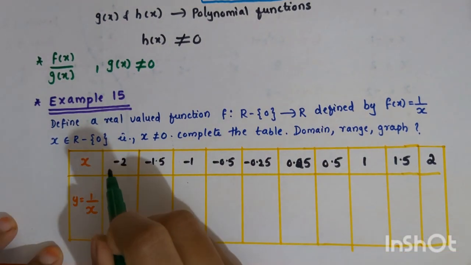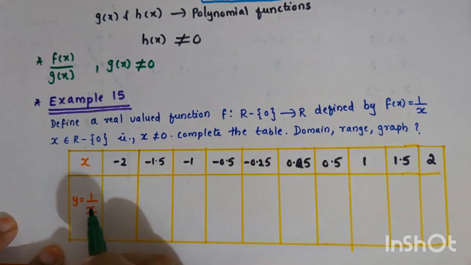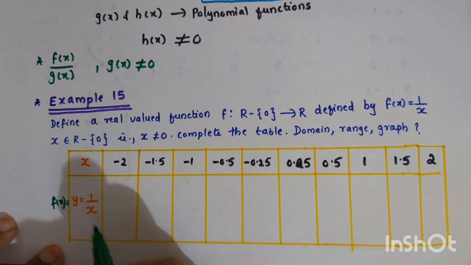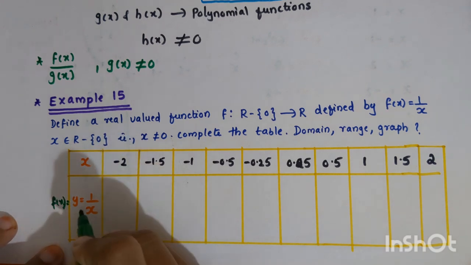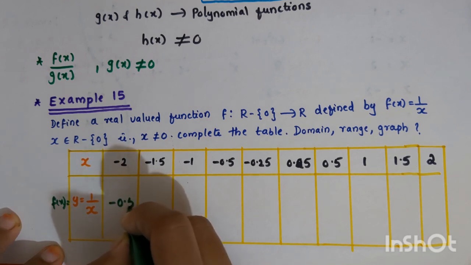Here we have x values, and we want to find f of x equals 1 by x. f of x is taken as the y value. So f of x equals y, which is 1 by x, is to be found. When x is equal to minus 2, f of x is 1 by minus 2, which is minus 0.5.